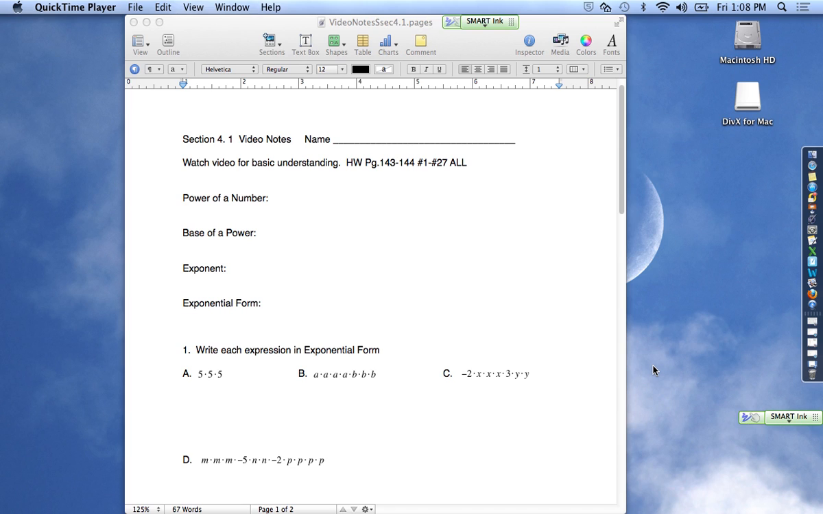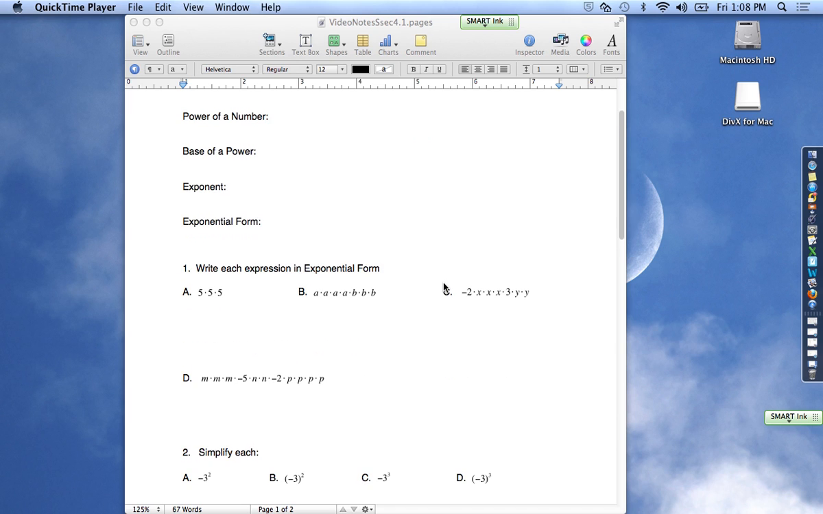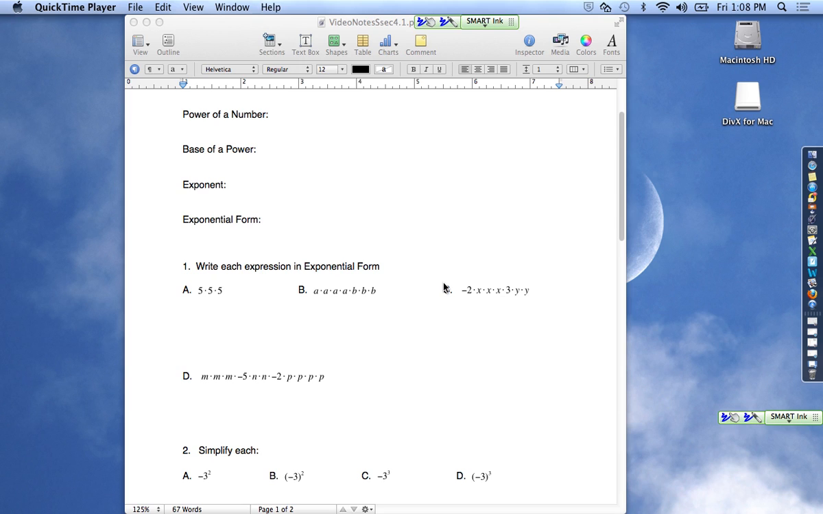And I think that you probably have some foundation with this topic. But let's go through just some basic vocabulary. The power of a number is just a product of equal factors, meaning that you've got a number and you multiply it times itself over and over again. So the power of a number is just a product of equal factors, or a product of the same number.